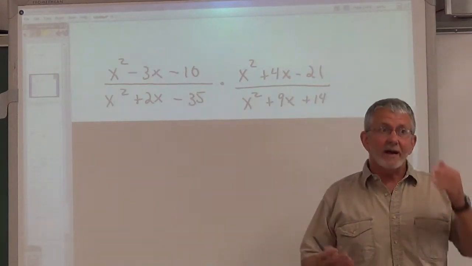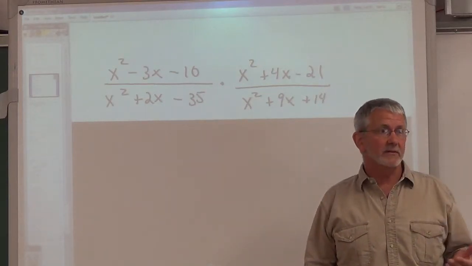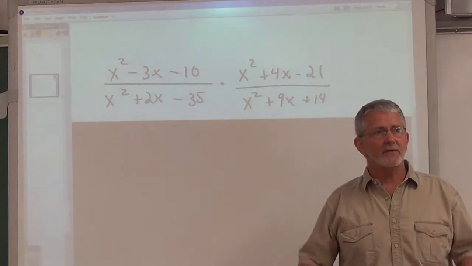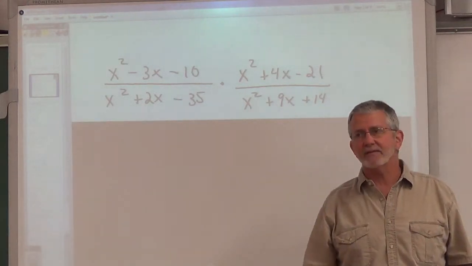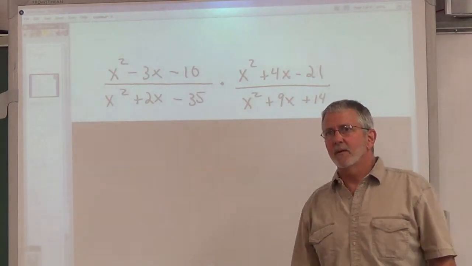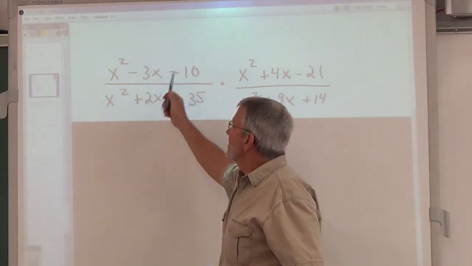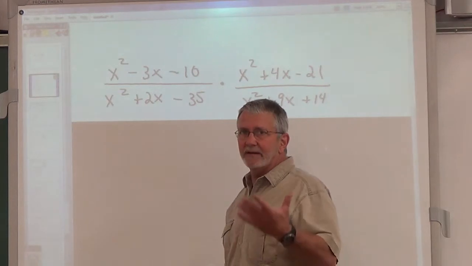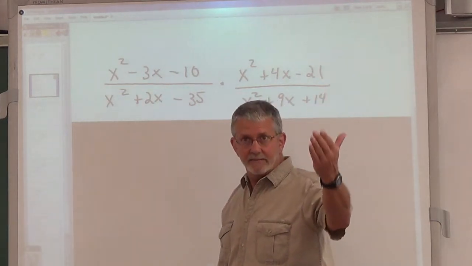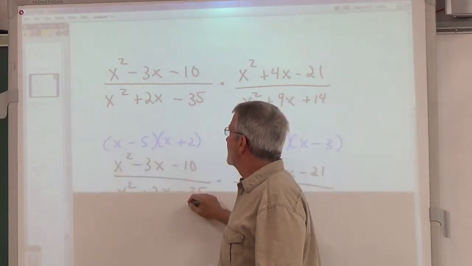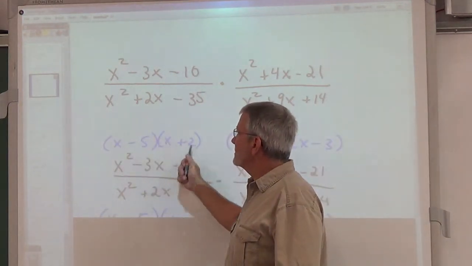What I'm going to do is employ my factoring skills from the last section. I'm going to factor all of those and see if we have any like factors to cancel. Okay, so let's factor this one right here. Two things that multiply together to negative 10 and add up to negative 3: negative 5 and 2. Right there, x minus 5, x plus 2.